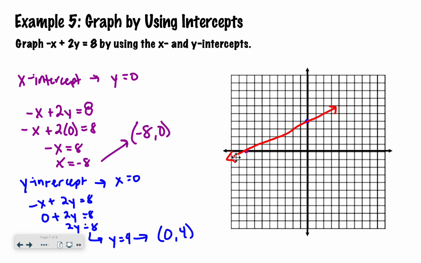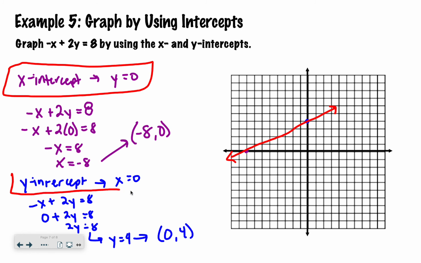Okay, so hopefully that process isn't too bad. You just have to remember this important information: when you're finding your x-intercept, that means your y equals 0. When you're finding your y-intercept, that means x equals 0.